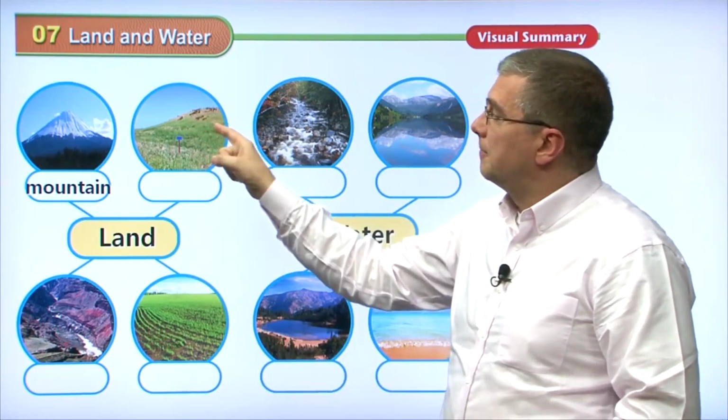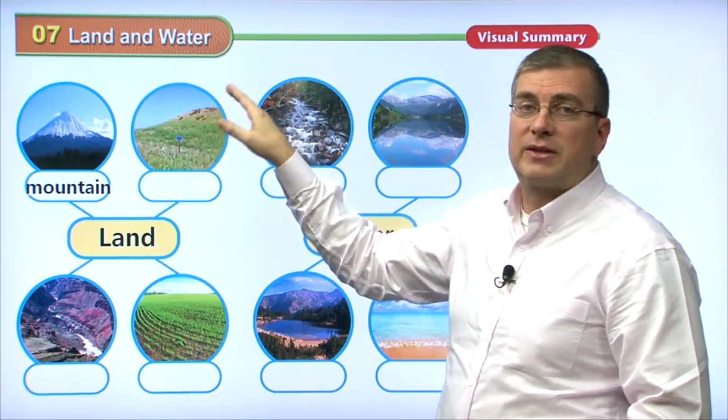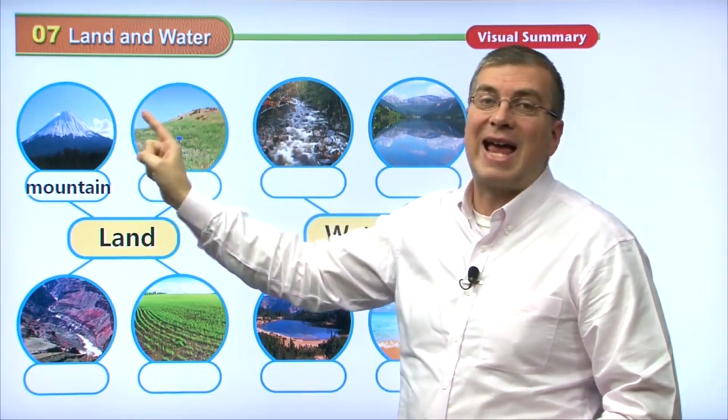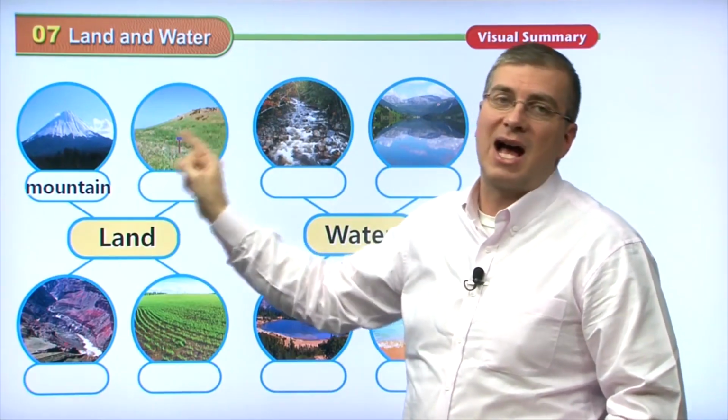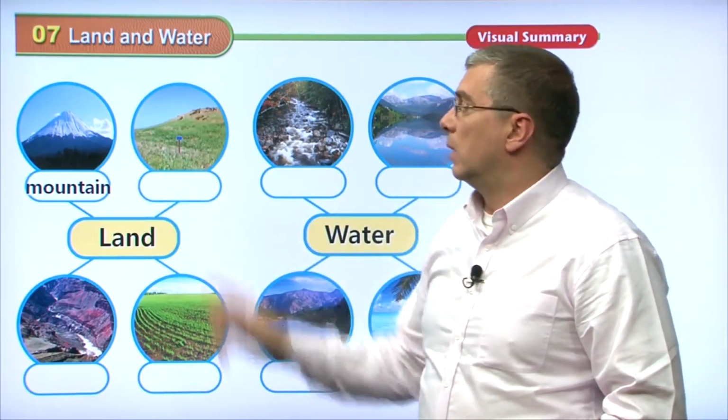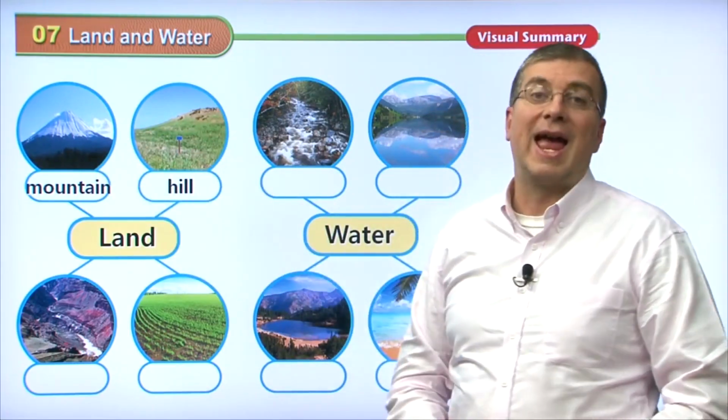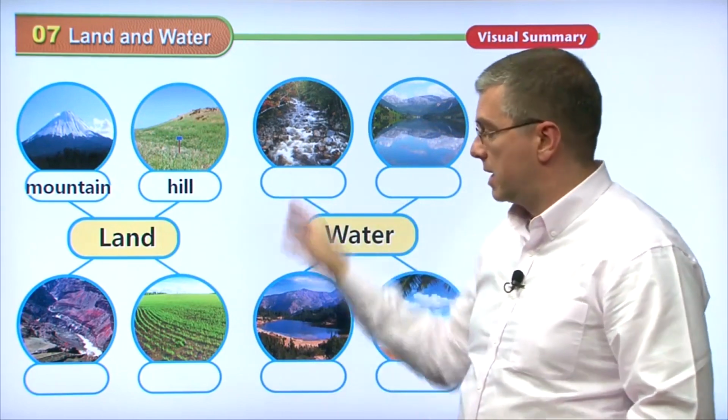Over here we have a picture. Now, this is also a high piece of land, but it's not as high as a mountain. What do we call that? We call that, of course, a hill. Okay, let's move on down here.